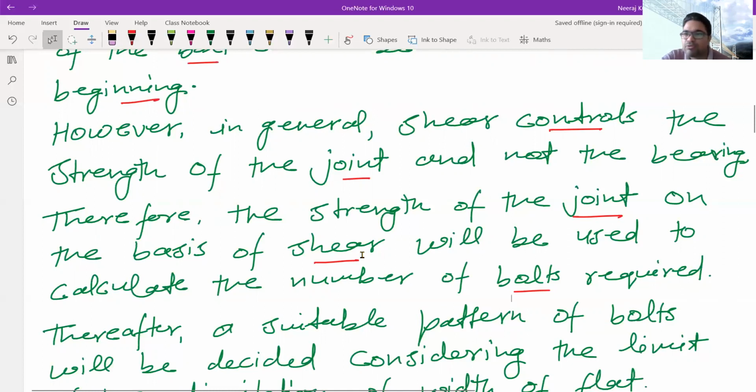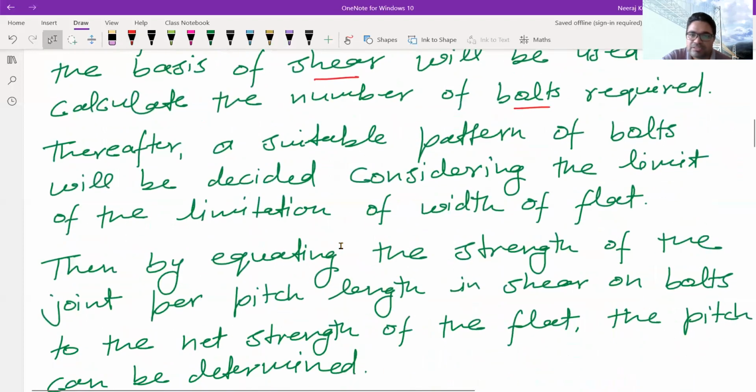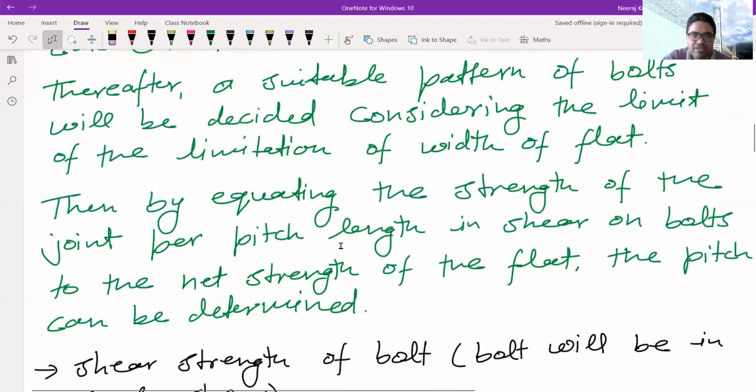Once we calculate all the values, then we will calculate the bearing strength. If that bearing strength is more than the shearing strength that we calculated earlier, then we will say that our design is safe. Otherwise, if the bearing strength is less than the shear strength that we have calculated, then we have to revise our design. So this is the process that we follow. All these things that I have said, I have written here.